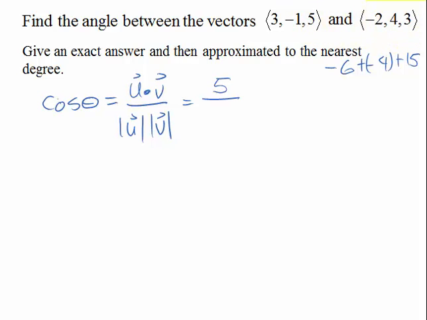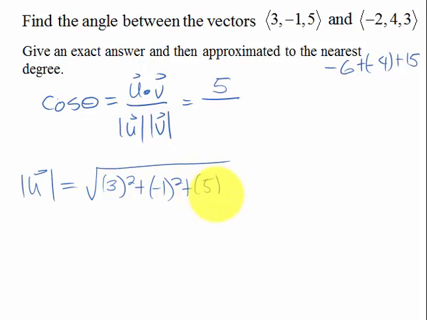And so to find the magnitude of u, we take the square root of the sum of the components squared. So 3 squared plus -1 squared plus 5 squared. So that's going to be 9 plus 1 plus 25. So that's going to be the square root of 35.